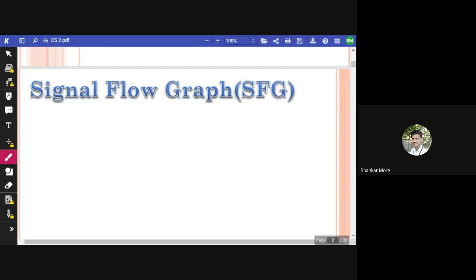So first of all, how do we draw a signal flow graph? I will take one block diagram here, and then I will elaborate how we can draw the signal flow graph for it. So allow me to draw the diagram. Just a second.